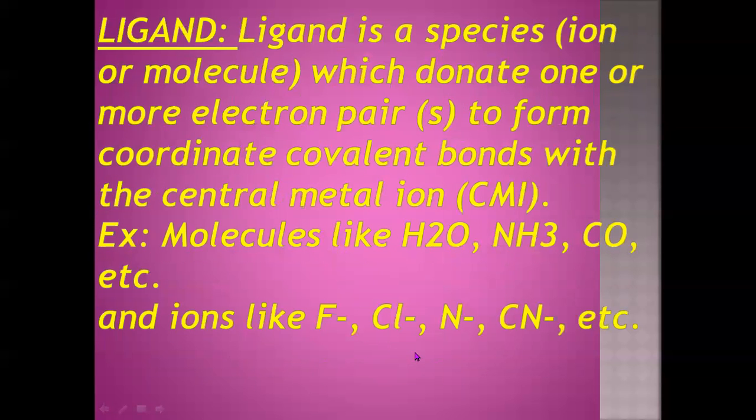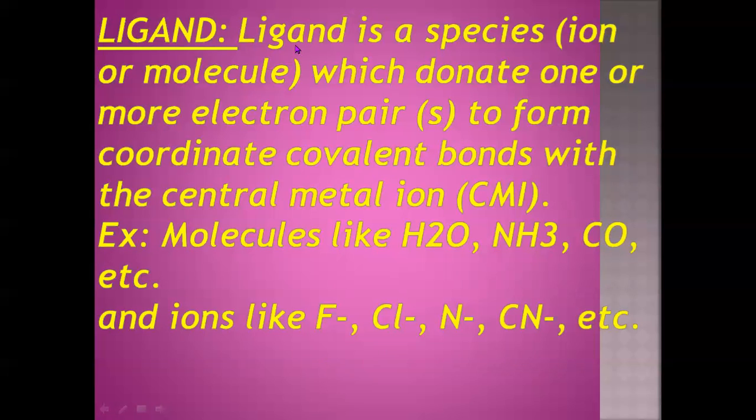Now it forms bonds with ligands. Then what is a ligand? A ligand is a species, either an anion or a molecule, which donates one or more pairs of electrons to form coordinate covalent bonds with the central metal ion. Now, there are different types of ligands. Few can donate one electron pair, or few can donate more than one electron pair. That will be discussed in another class. Here, just remember, a ligand can donate one electron pair or more than one.